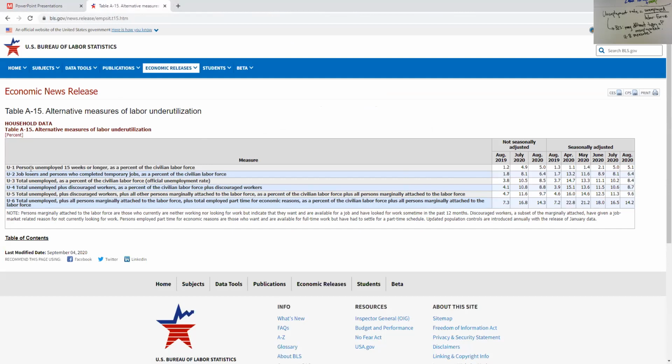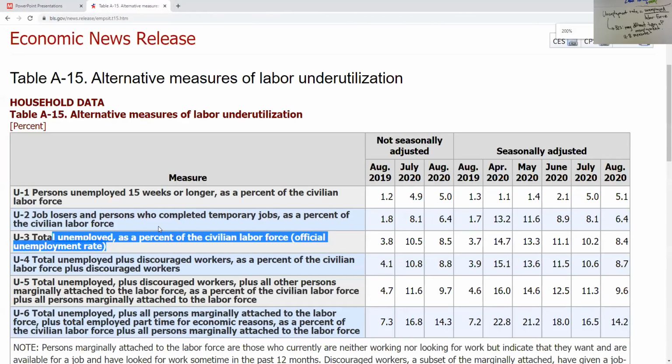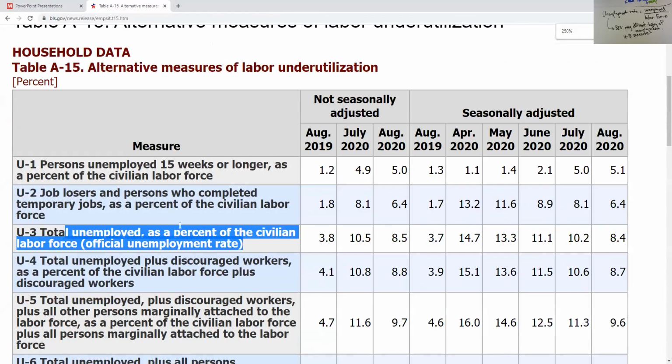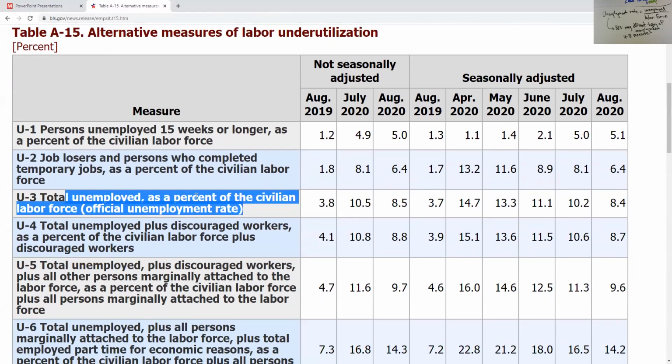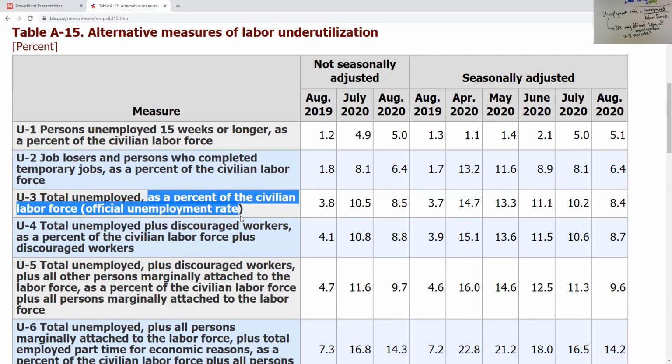All right, so it wasn't U8. So we use U3. So we'll update that in the notes. So let's talk about these different unemployment rates. So this one is the total unemployment rate as a percentage of the civilian labor force.